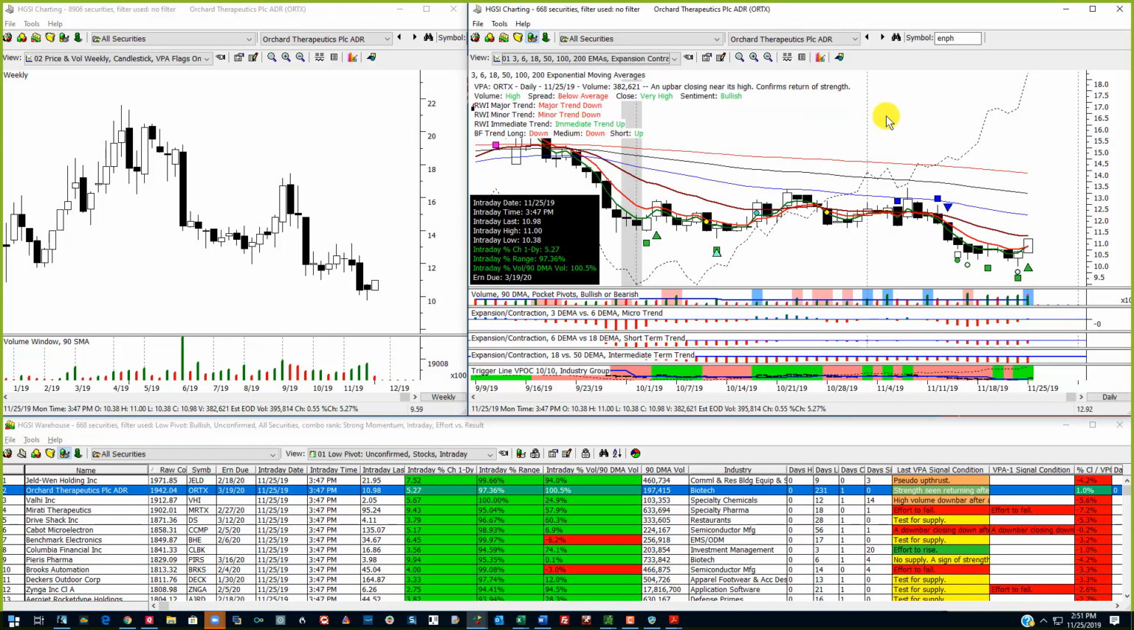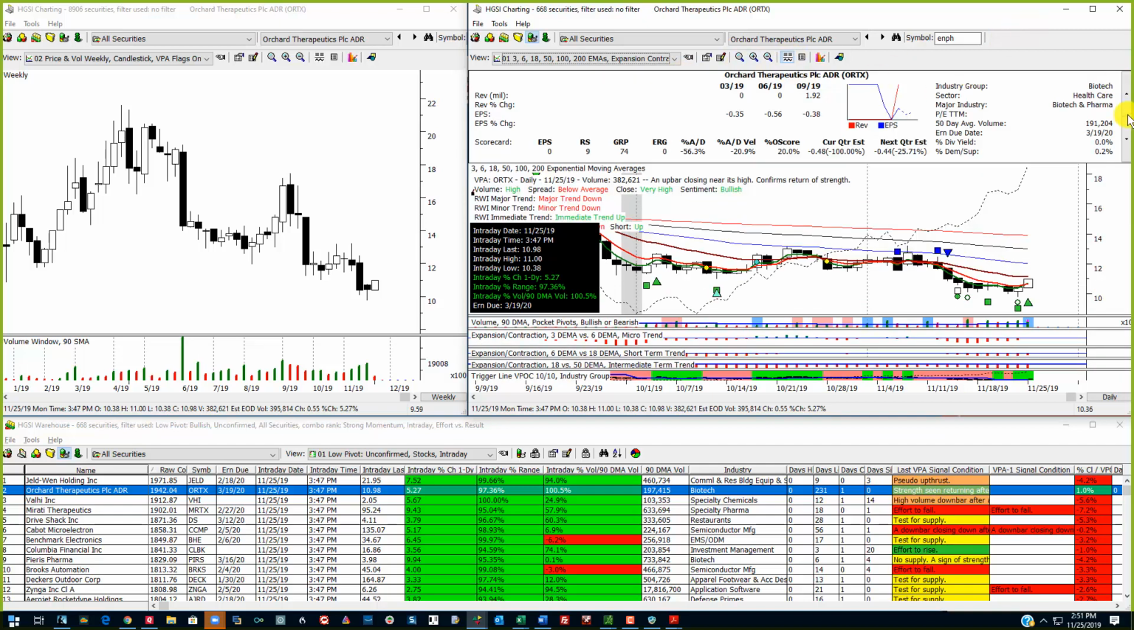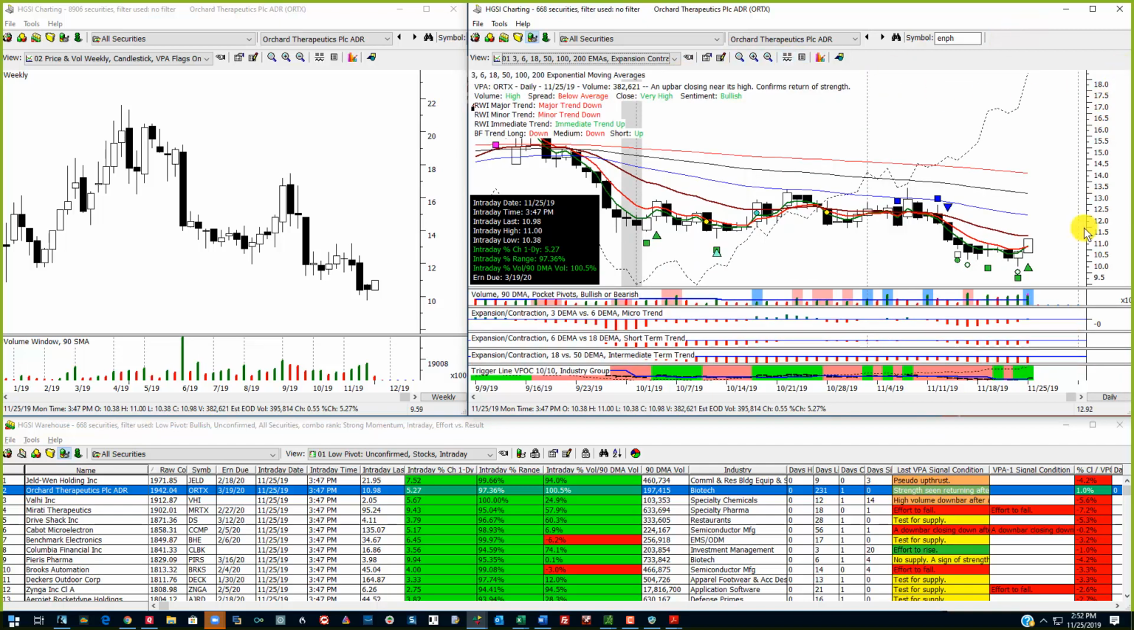Because I get an instant reading of the condition of, I'm looking for something on my desktop here. Bear with me. Well, I can see instantly the trends. Let's see, what group is this? Biotech and pharma. And the group has been going up, but when we put this chart in context, you can see that the trend is clearly down on the weekly.